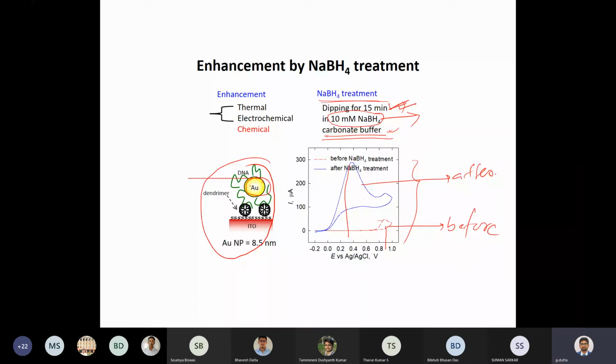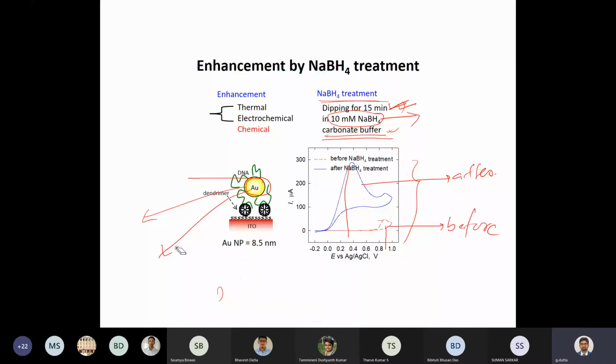Why did I mention gold nanoparticles? Because, as I said, it depends on the nature of your material. If you change the material, the activation can change. For gold it can change like this, but if you change from gold to palladium, maybe the activation time and the peak position can change. So it depends on the material. First, focus on gold.